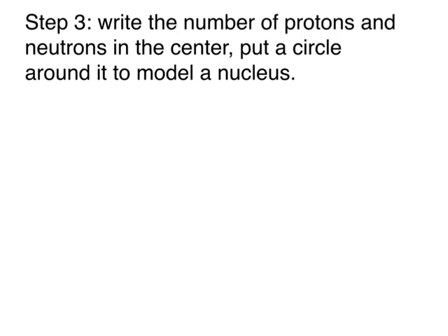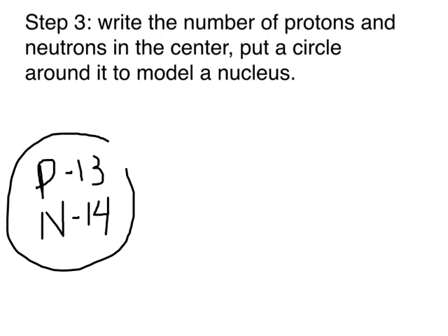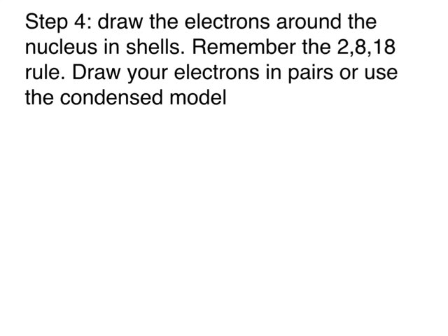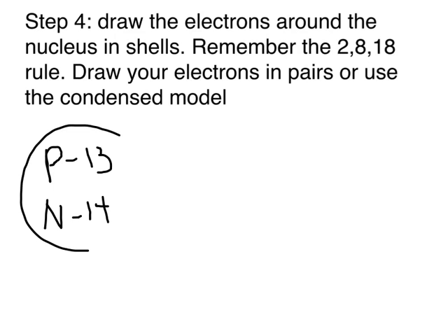So step 3 is to actually start constructing or drawing. So I'm going to put a capital P and a capital N for my protons, which is 13, and my neutrons, which is 14. I'm then going to put a circle around that, and that is going to be my nucleus. After you draw your nucleus, I'm just going to redraw it here quickly, okay, you then can draw your electrons orbiting your nucleus.